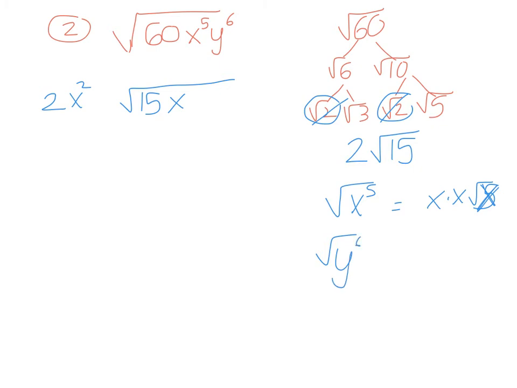Y to the 6th, there are 6 of them. Every 2 break down to just be 1. So I end up with y to the 3rd on the outside. And that's the answer to this one.